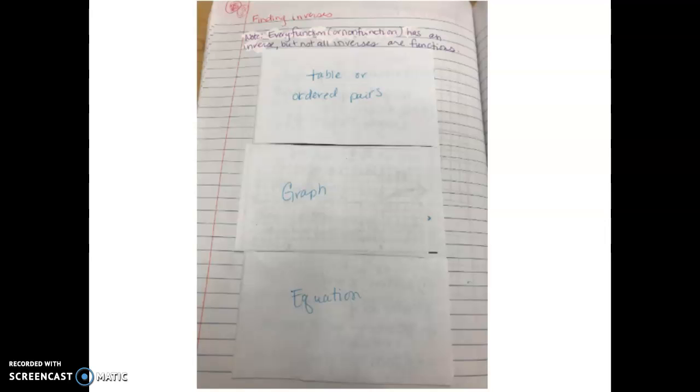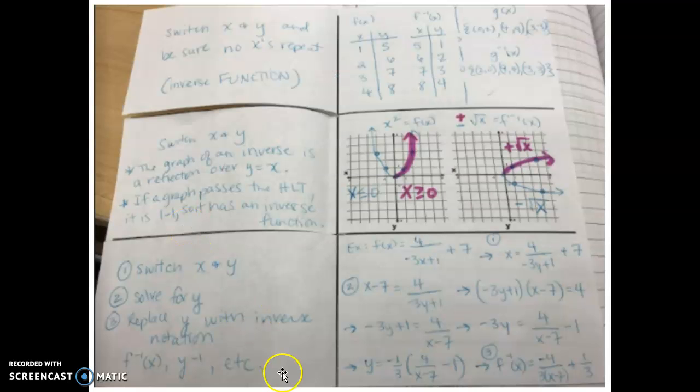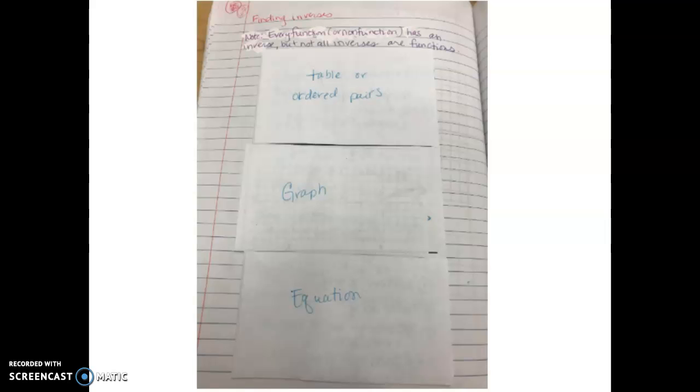Okay, so for page 67, it's going to be called Finding Inverses for the title. And then you have a foldable that when you open it up looks like this, so you'll have to cut around the foldable, and then you'll cut these two sections right here so that you can open it up like a little mini book with tabs.